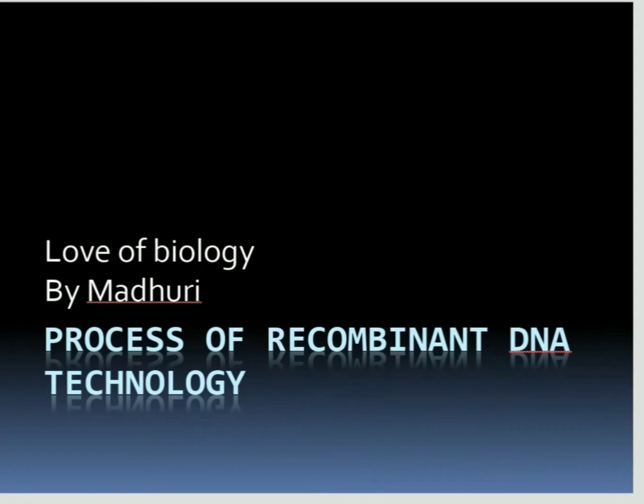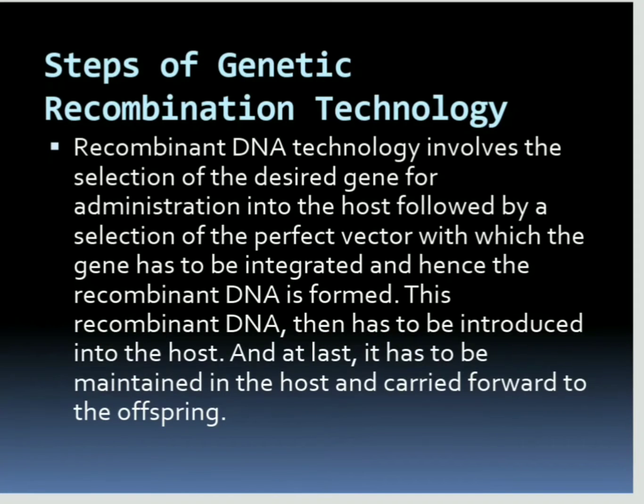Today we are going to learn about the process of recombinant DNA technology, that is, construction of the rDNA, hybrid DNA. This involves selection of the desired gene which we want for administration into the host, followed by selection of the perfect vector with which the gene has to be integrated, and hence the recombinant DNA is formed. This recombinant DNA then has to be introduced into the host, and at last it has to be maintained in the host and carried forward to the offspring. So this is a process which involves several steps.